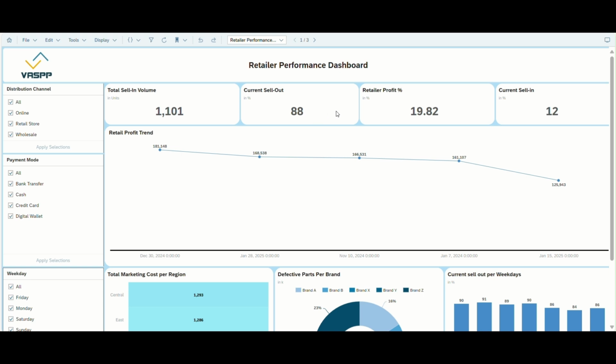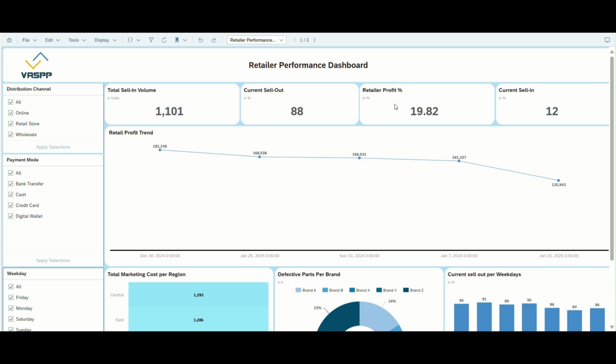Moving to retailer profit percent, now at 19.82%. This tells you how much margin your retail partners are making on average. It's not just a financial number, it's a relationship indicator. If profit margins shrink, retailers may deprioritize your brand. This KPI helps category heads and pricing strategists strike the right balance between competitive pricing and retail motivation.